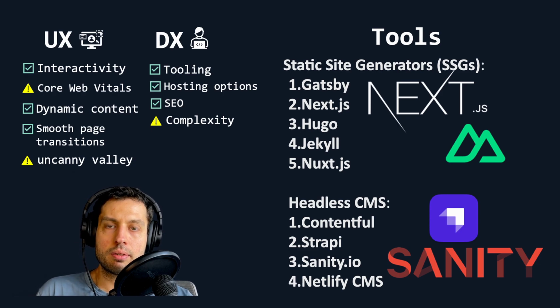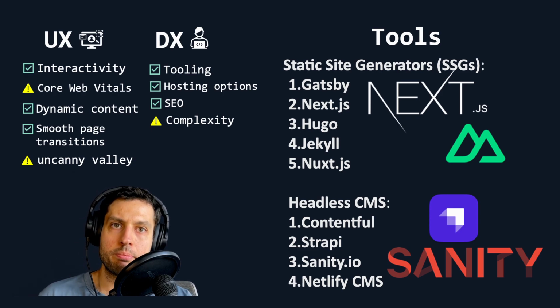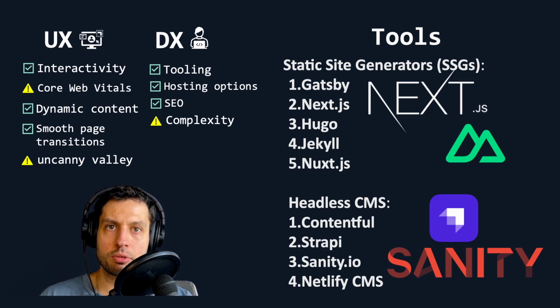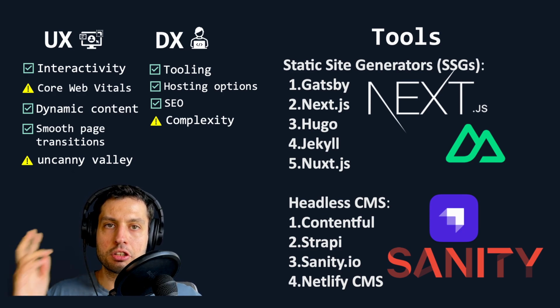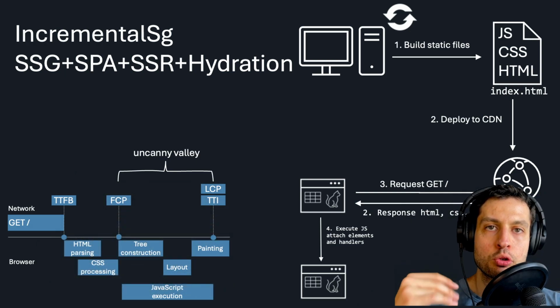JAMstack is excellent for websites that prioritize speed and security, such as corporate websites, blogs, and e-commerce storefronts. And it's a good choice for projects looking to leverage a microservices architecture. Okay, how can we improve upon that?